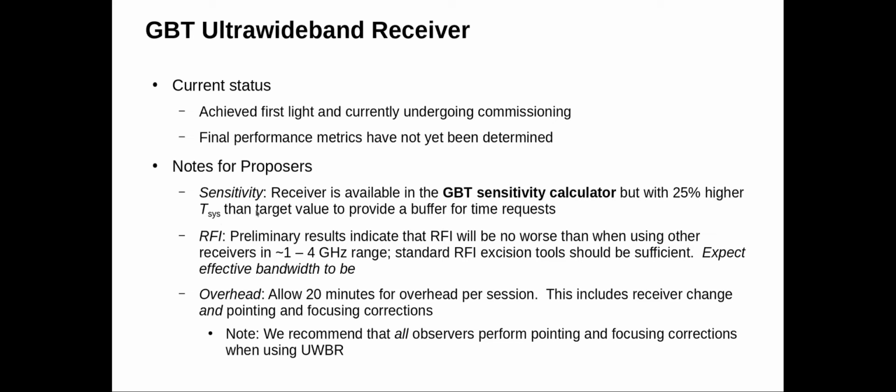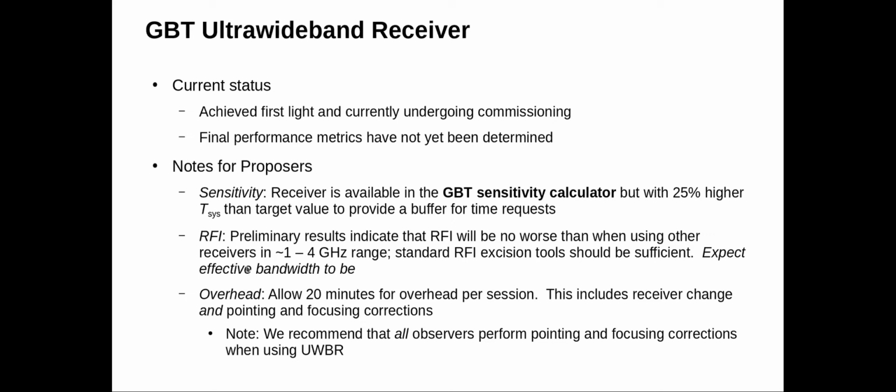Right now, the sensitivity calculator is using a system temperature which is higher than the target value, just to provide some buffer for time requests in case we continue to have to do a little bit of iteration to get things down to our target level. The good news is that that is a conservative estimate, and so hopefully you'll get even better data than you might expect using the sensitivity calculator when everything is said and done. But please do use the sensitivity calculator rather than trying to use any quoted metrics that you might have found online or in previous talks to estimate your time requirements by hand.